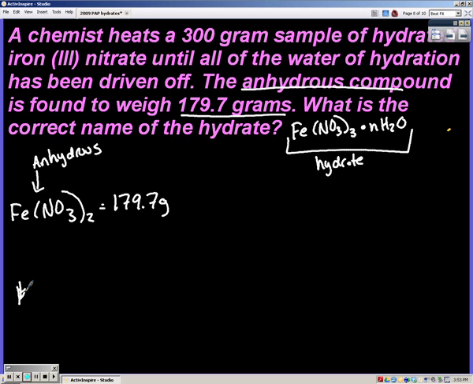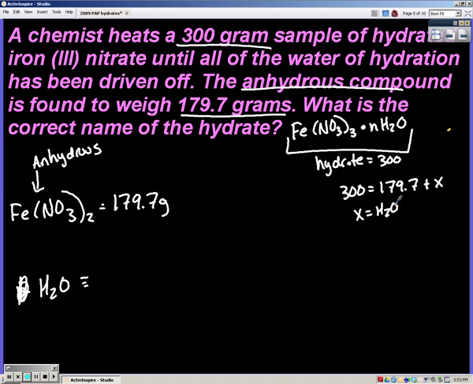They gave us the mass of the anhydrous. We need to know the mass of the anhydrous and the water to solve the problem. So if we look back at the problem, it says that the entire hydrate was 300 grams. I know the mass of my anhydrous was 179.7, so I just subtract 179.7 from 300 to give me the mass of water, because the anhydrous and water should always add up to the mass of the entire hydrate. That gives me 120.3 grams.